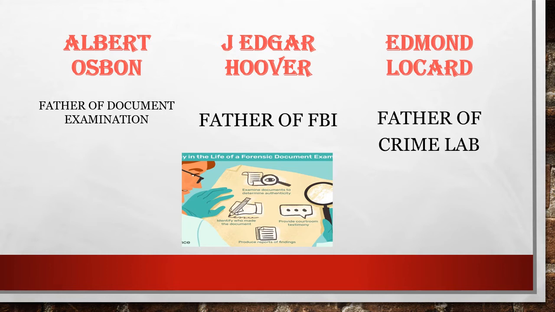J. Edgar Hoover. He is the father of the Federal Bureau of Investigation. He was the director of the Federal Bureau of Investigation in the 1930s. He was the first one to start a National Laboratory in the US. Edmond Locard. He is the father of the Crime Lab. He was the first one to start the Crime Lab.